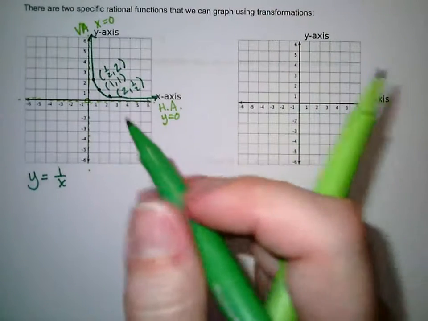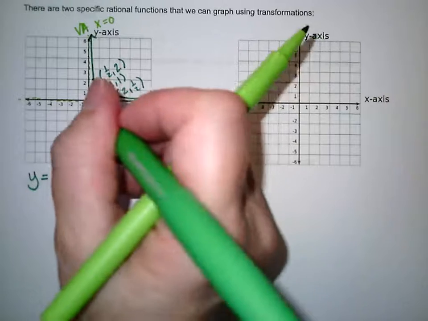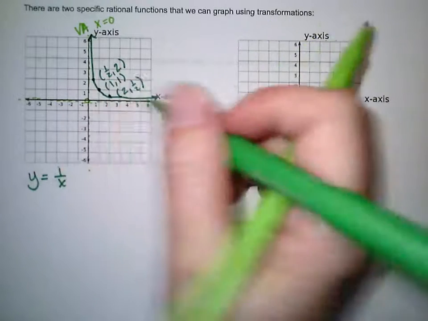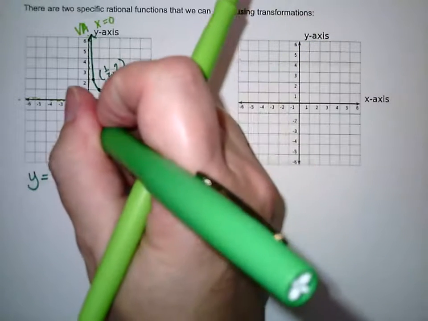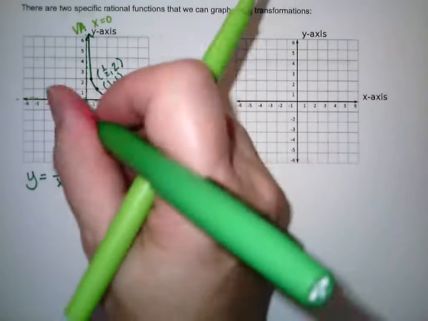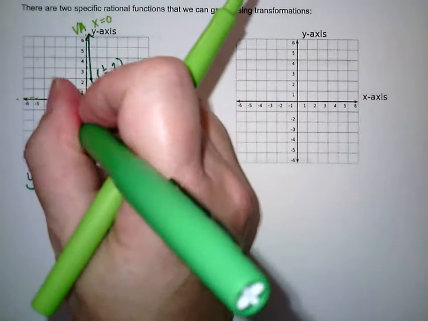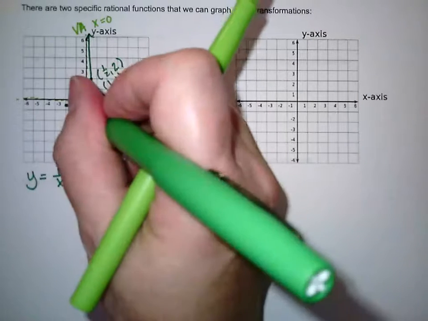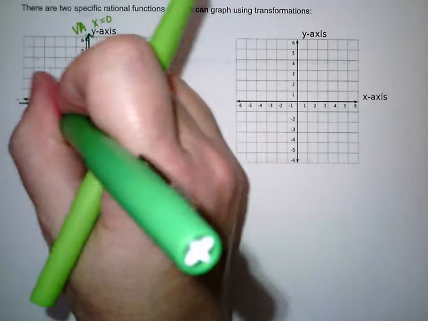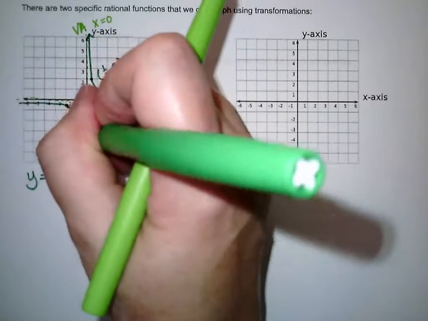Now this graph does have origin symmetry, which means if I rotate 180 degrees, I should have the exact same thing. So my matching ordered pairs over here will be -1, -1; -2, -1/2; and -1/2, -2. And then we're going to have that symmetrical piece down in the third quadrant.